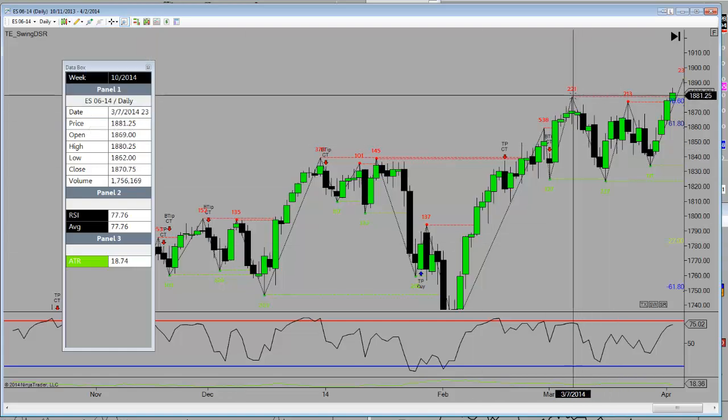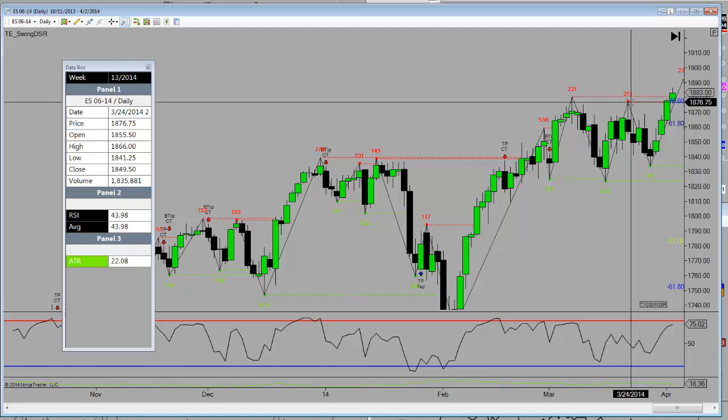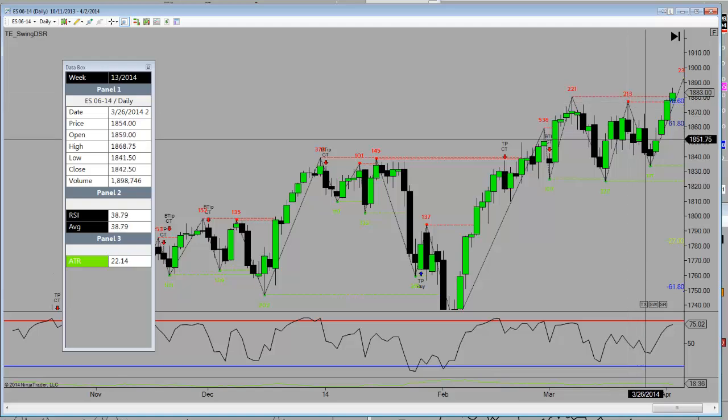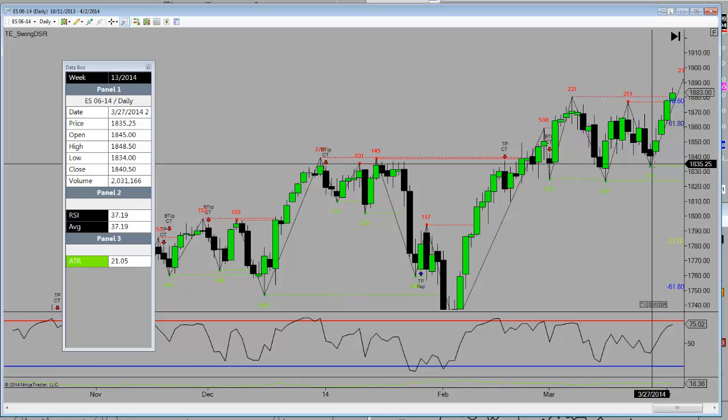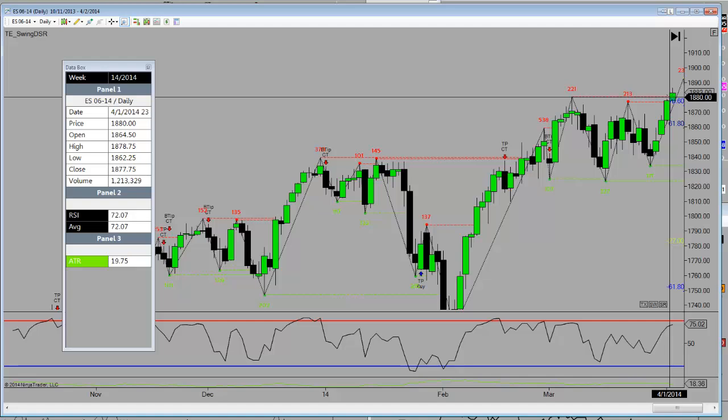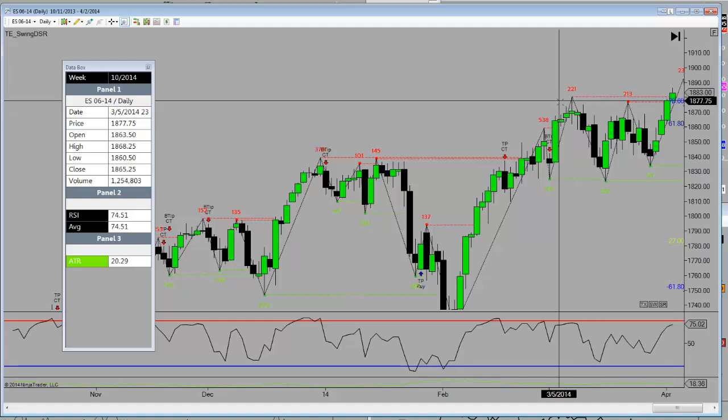We started with an extreme overbought condition, and then we went double top right here with bearish divergence. From the 1877s, we pulled back to 1835. We rallied back to retest this level again with bearish divergence. You can see the triple top here. Also, you can see very clearly a W top.